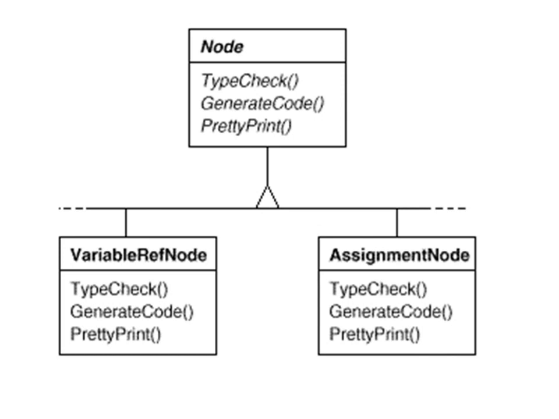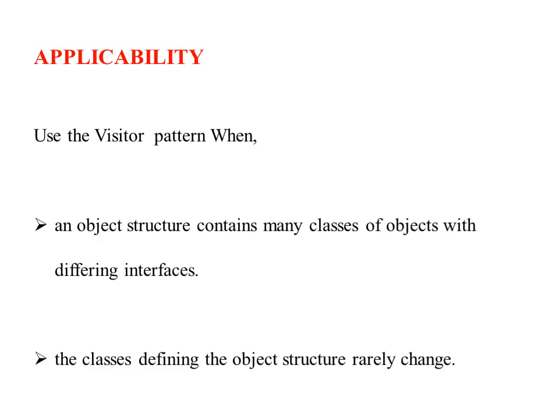Next, coming to the next template, applicability. Where the pattern is applied, where the pattern is used, in what situation the pattern is going to be used. Generally we use the visitor pattern when an object structure contains many classes of objects with different interfaces. The interfaces will be different.